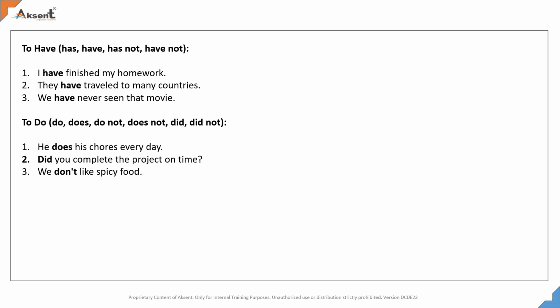So here we have a few examples. I have finished my homework. They have traveled to many countries. We have never seen that movie. So with subjects like I, they and we, we are going to use the auxiliary verb have. And if the subject is like he, she, it, your auxiliary verb would be has.